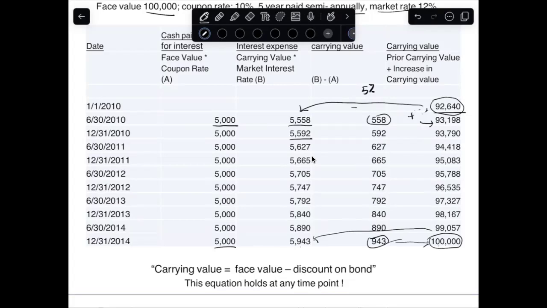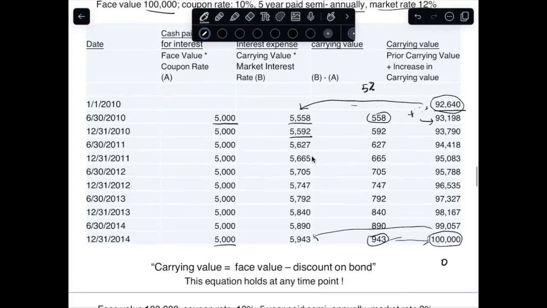And the new carrying value at that time, the company paid back the 100,000, so that needs to be 0. So after that date, the company paid back the 100,000. The final amount will be 0. So you can see the carrying value always equals the face value minus the discount on bond. The equation holds at any time.